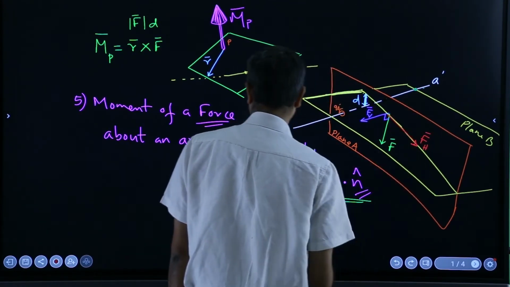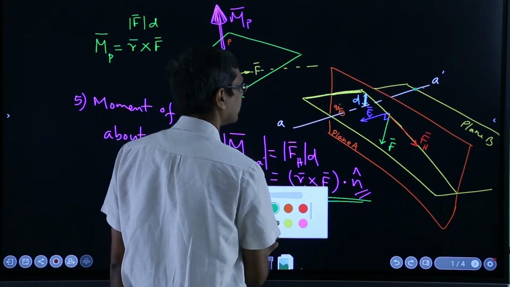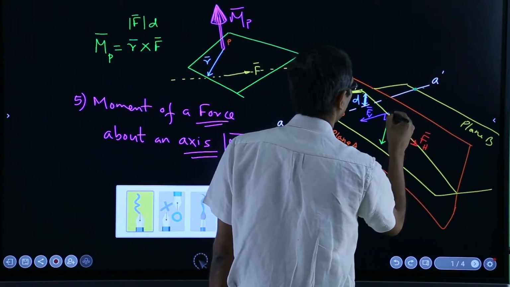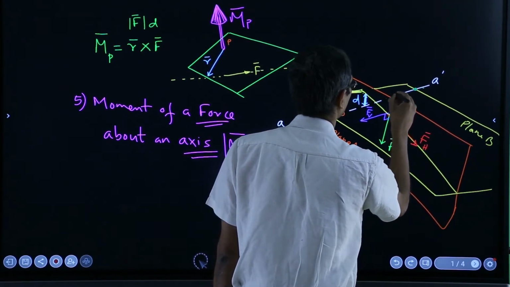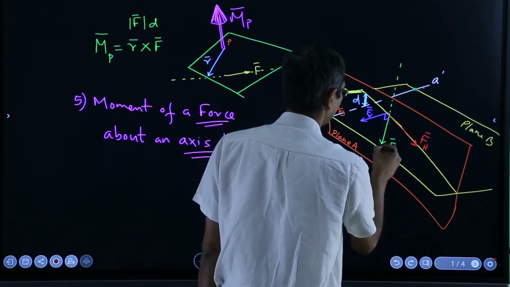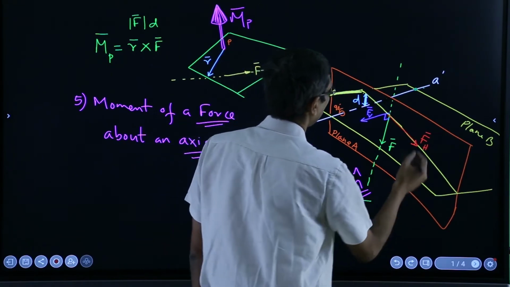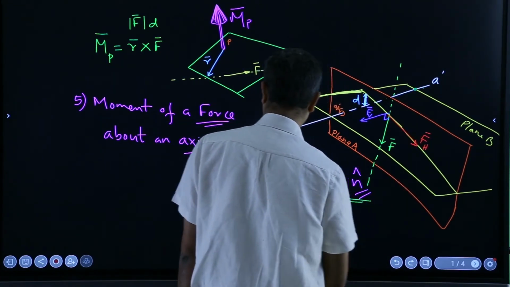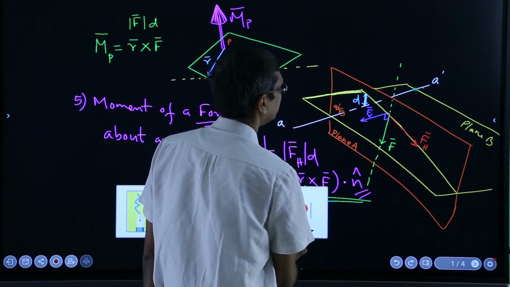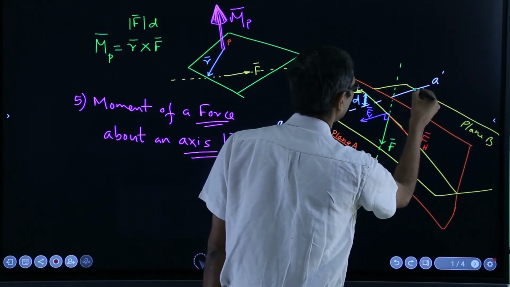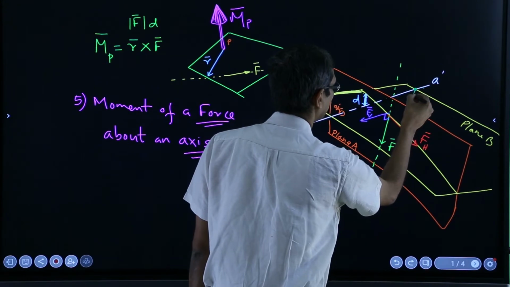And from that point which has been picked very arbitrarily on the axis, so this is the line of action of F, and you draw any line from that point to the line of action of this force.